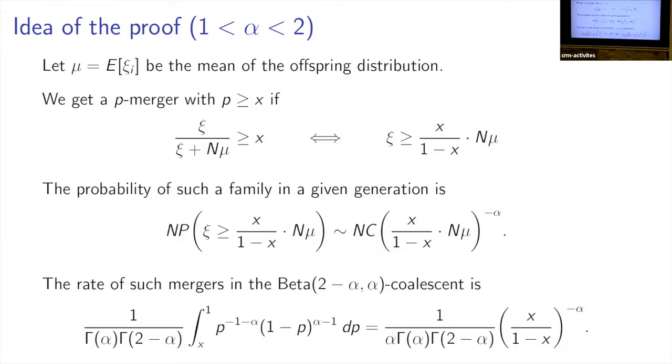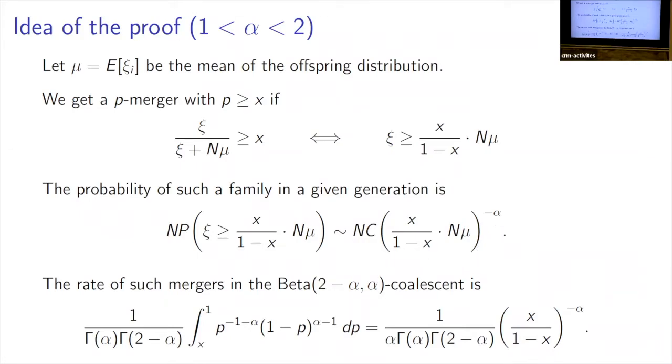Now, we can calculate the probability that that happens in a particular generation. It's the number of individuals n times the probability that a particular individual has at least this many offspring, which is a constant times this number to the power minus alpha.